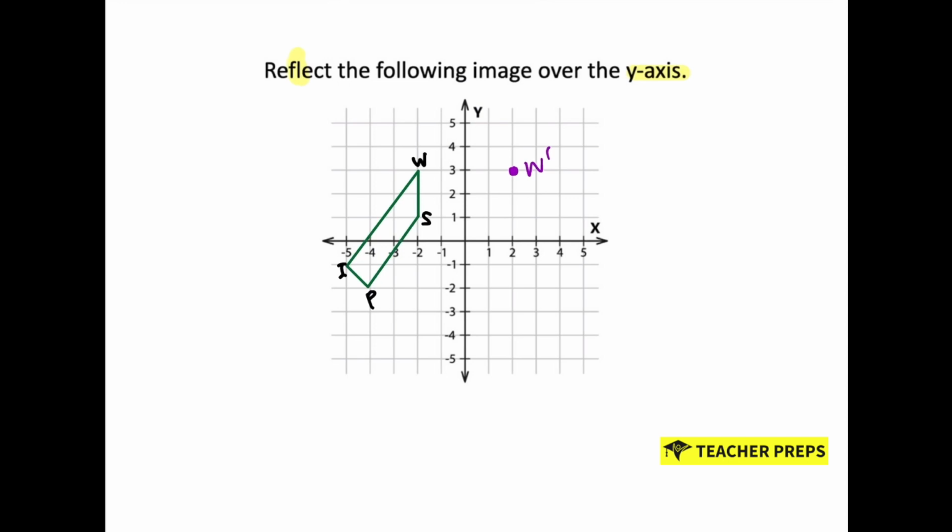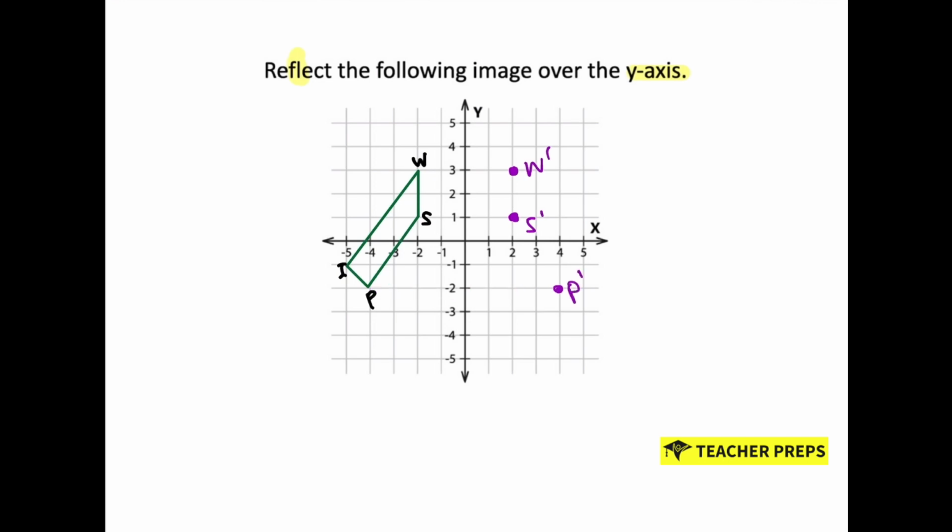We're going to do the same thing with point S. Point S is 2 units away. So we're going to go 2 units on the other side of the y-axis. And we have S prime. We're going to see how far P is, and P is 4 units away, so we're going to go 4 units on the other side of the y-axis, giving us P prime.